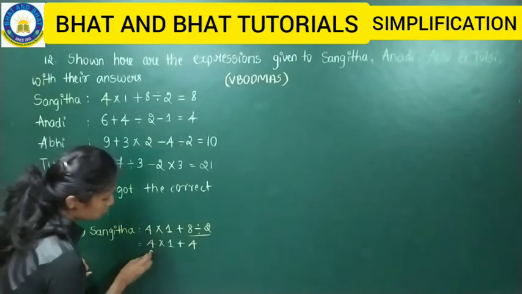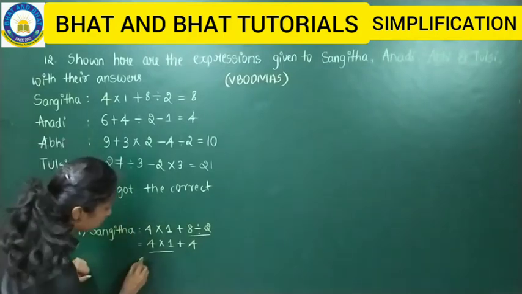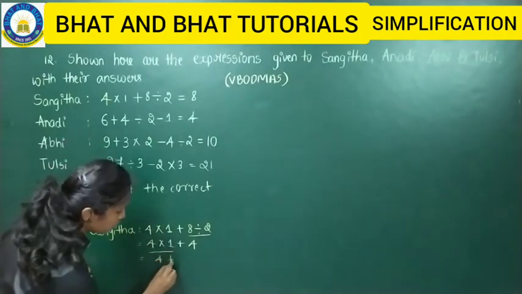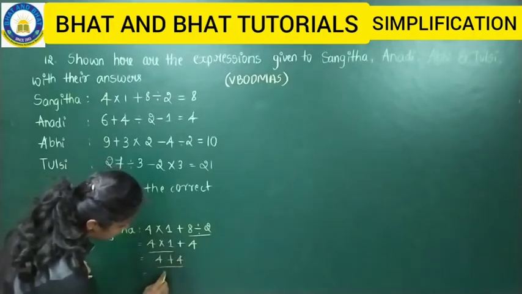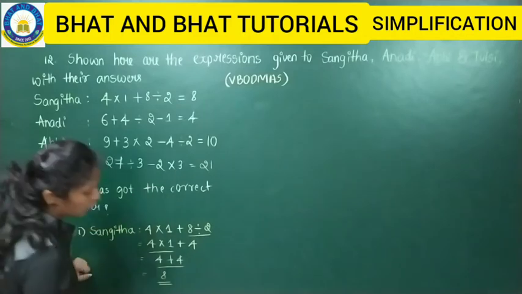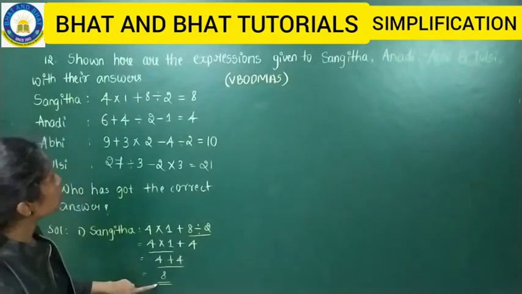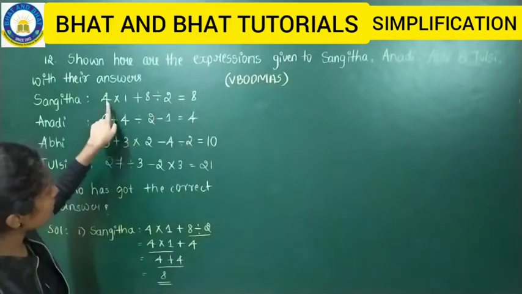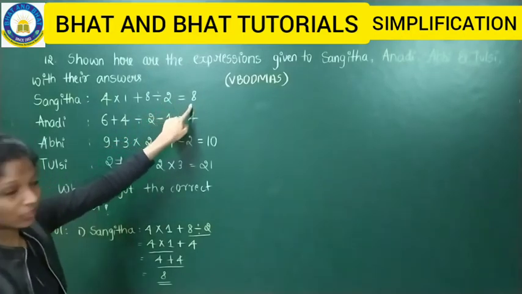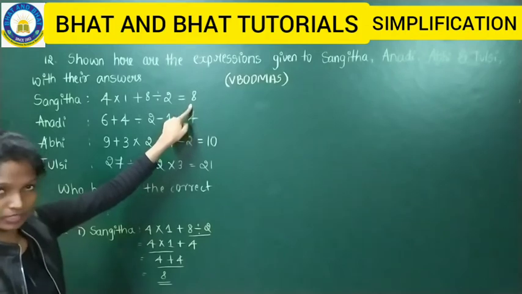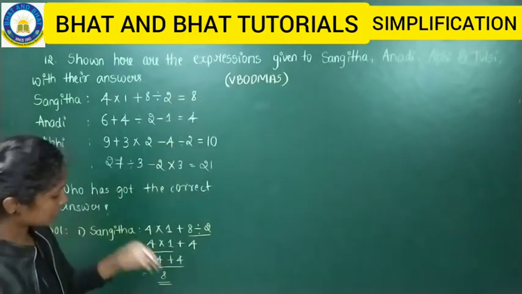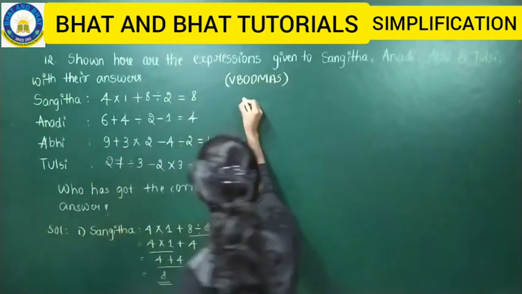After division, what is there? Multiplication. 4 ones are 4, plus 4 as it is. The last one left is addition, and you got 8 as the answer. So for Sangeeta's expression you got 8 as the answer. Sangeeta has got 8 as her answer, which is correct. Let us keep this answer aside. Next we'll check with the others.